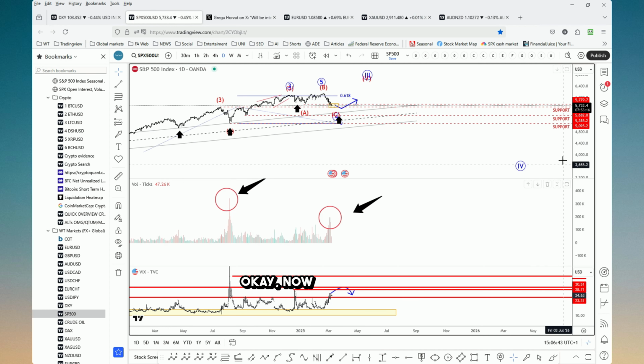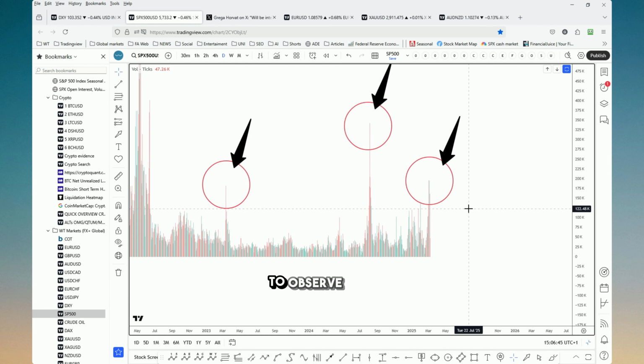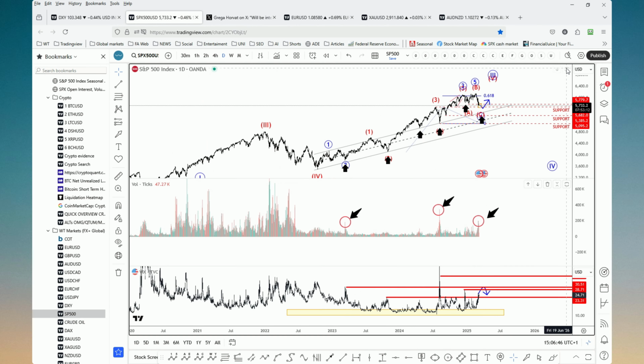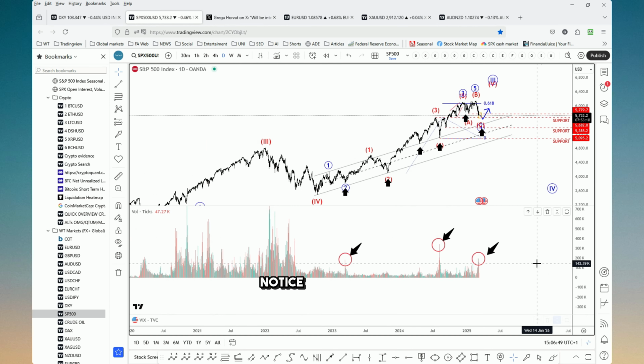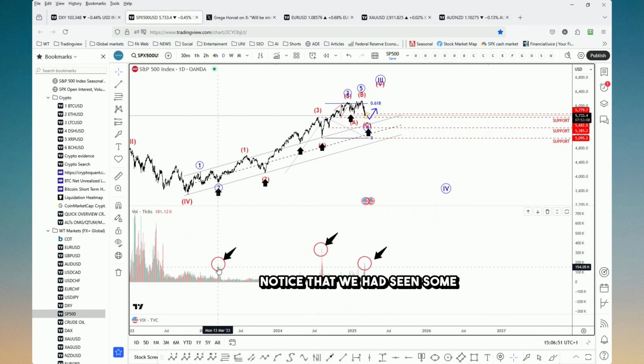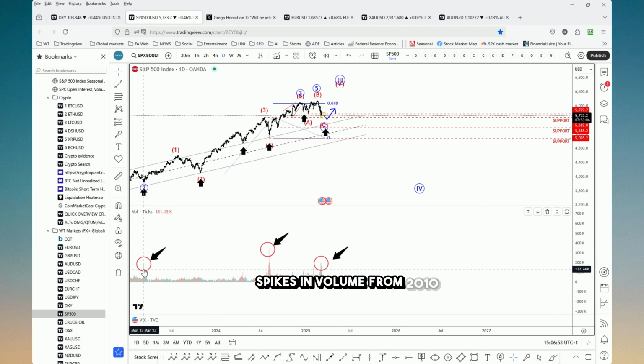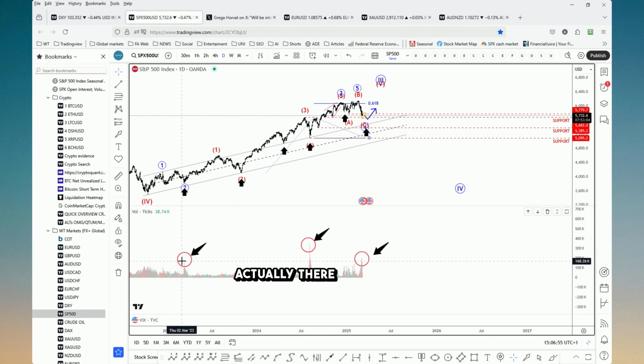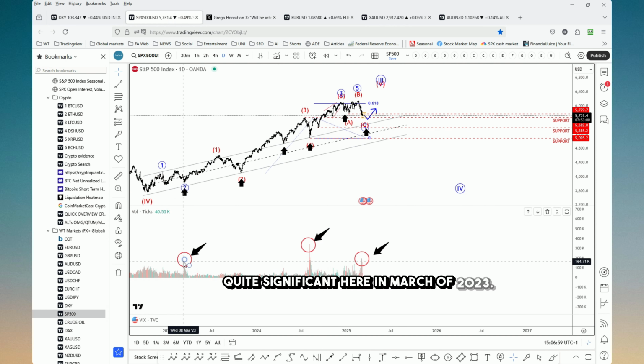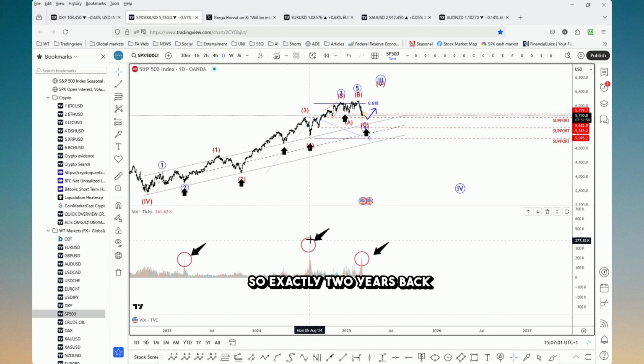Okay, now what's important maybe to observe is also volume. Notice that we had seen some spikes in volume from 2023. Actually, there were two spikes that were quite significant here in March of 2023, so exactly 2 years back, then here in August of 2024, and now we have some increase in volume this week as well.